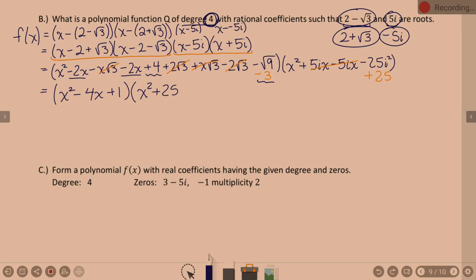Yes, you have to multiply one more time. Good news is my i's, my square roots, all the rough stuff is gone.